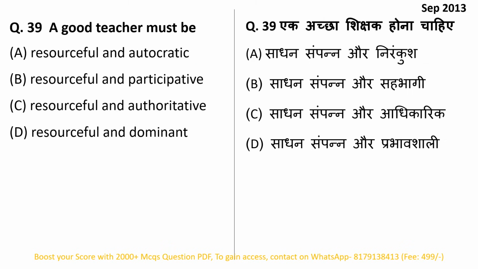A good teacher must be resourceful and autocratic, resourceful and participative, resourceful and authoritative, or resourceful and dominant. The right answer is option B, resourceful and participative. Resourceful means having the ability to find quick and clever ways to solve difficult situations.